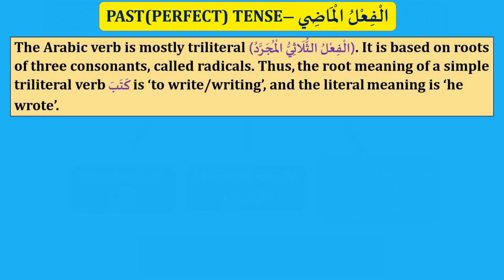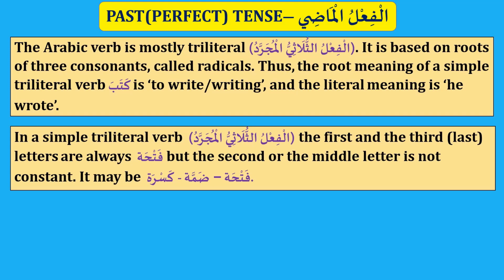The Arabic verb is mostly triliteral, الفعل الثلاثي المجرد. It is based on roots of three consonants called radicals. Thus, the root meaning of a simple triliteral verb كتب is to write or writing, and the literal meaning is he wrote.